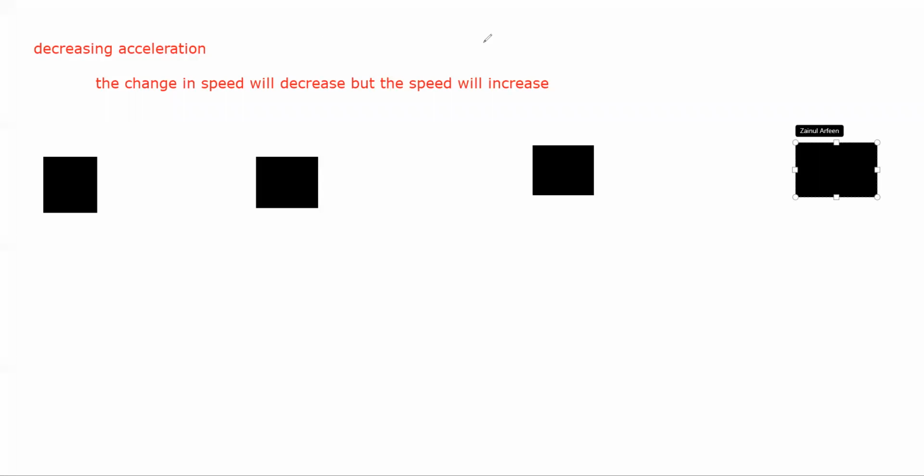So you have objects at different positions and the speed of the object at point A, B, C, and D. Say it was 10 meter per second. Then it became 20 meter per second. Then it became 25 meter per second. Then it became 27 meter per second.